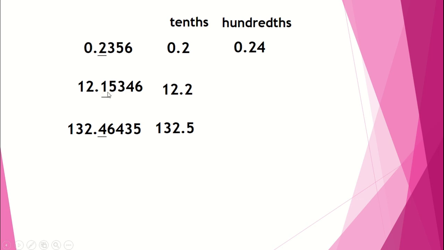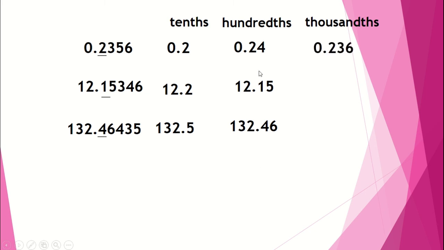This one, 12 and 15,346 hundred thousandths. The rounded number is 5. The number at the right is 3, so round down. So, it will still be 12.15. This one, 132.46. With thousandths place, you have this one, 0.236. So, pag thousandths, 3 digits ang matitira. Okay?